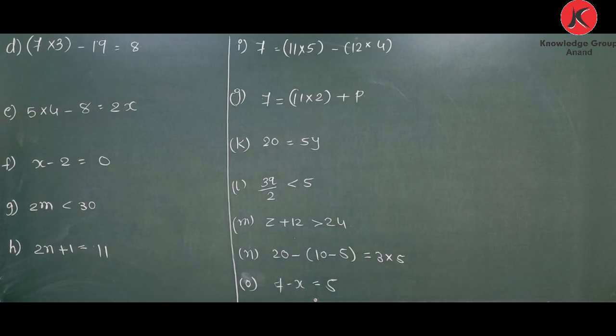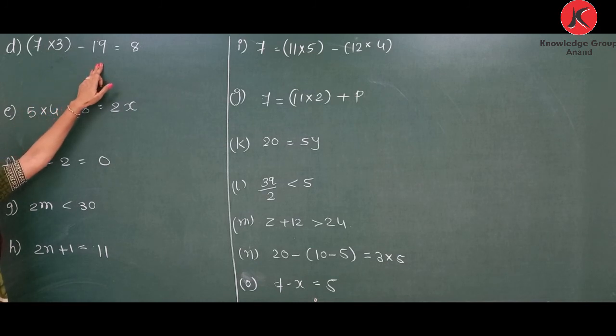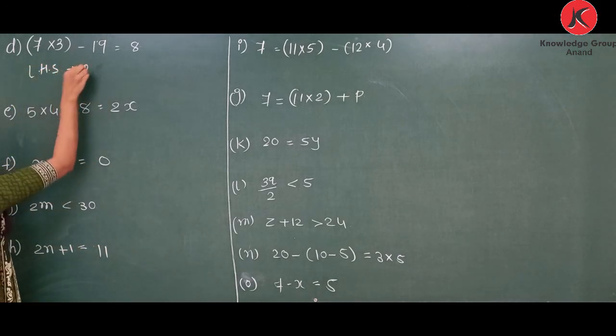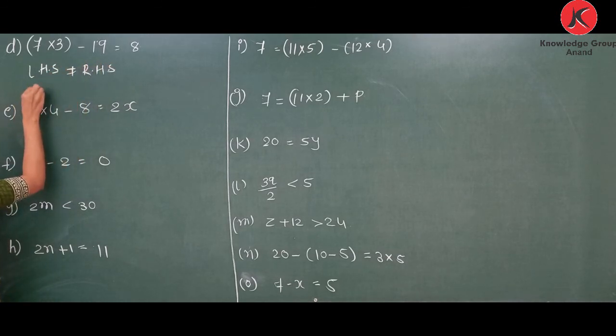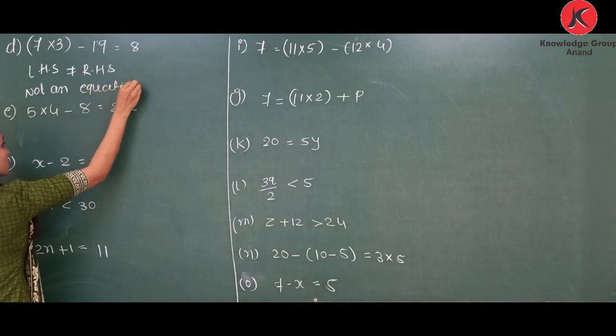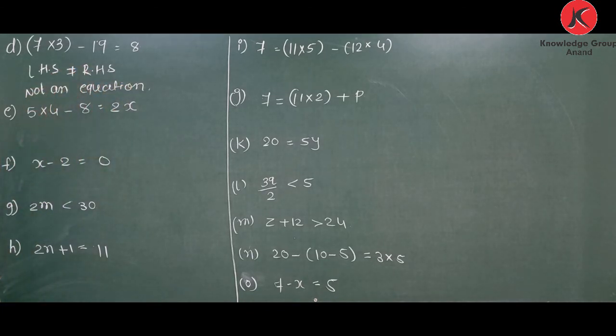Now next one, 7 multiply 3 minus 19 is equal to 8. If you solve the left hand side, 7 3s are 21. 21 minus 19 is what? 2, not 8. So it is not an equation. Left hand side is not equal to right hand side. So not an equation. Not even a numerical equation, because left hand side is not equal to right hand side. The statement is incorrect.